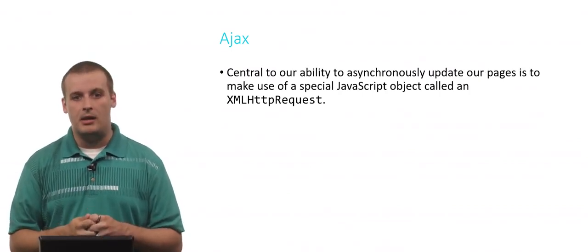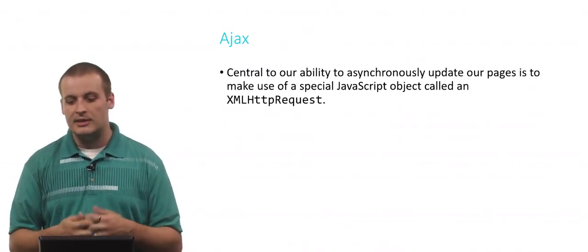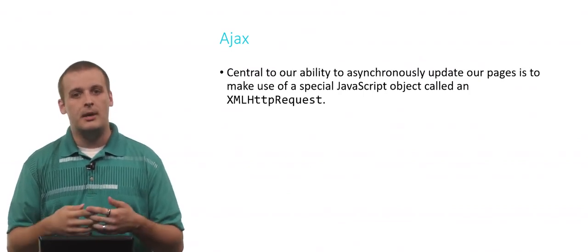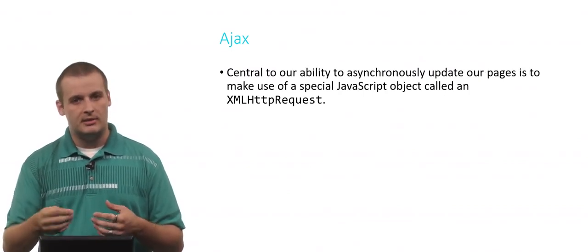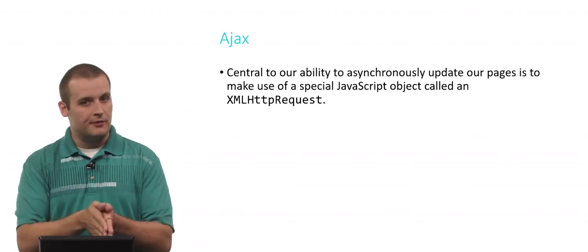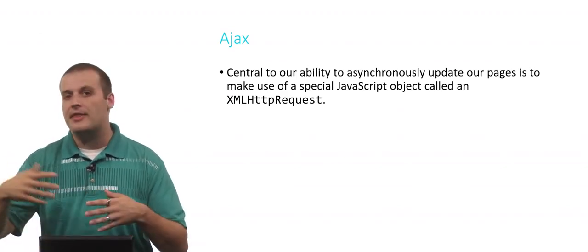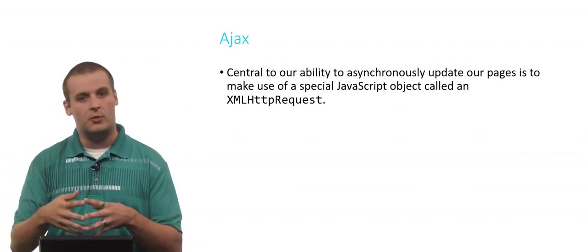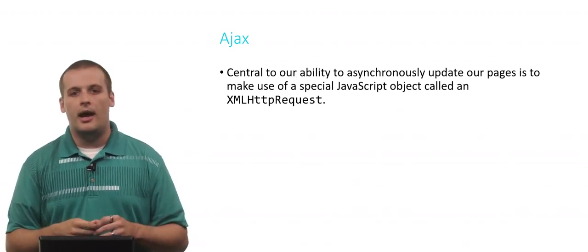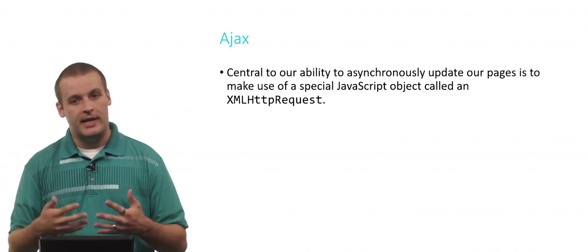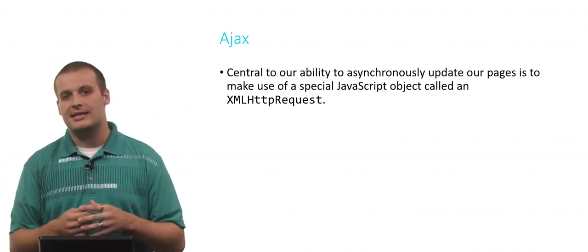So in order to do this, we have to create another special kind of JavaScript object called an XML HTTP request. And what this does is it allows us to make an asynchronous request, so not at the same time as the refresh of the page or loading the page, but sometime thereafter while we still are on the page. That's what we mean when we say asynchronous. It allows us to make an asynchronous request to a server to get more information.